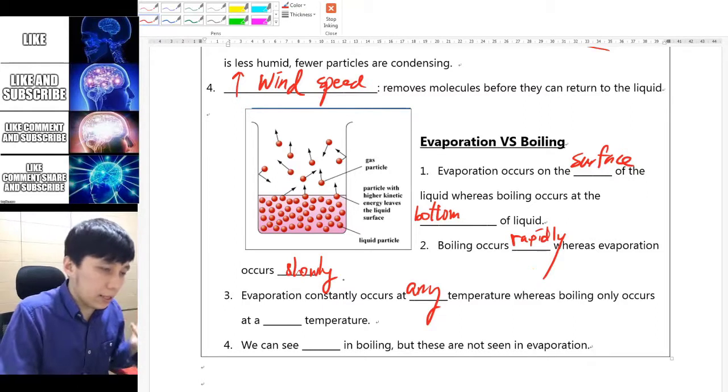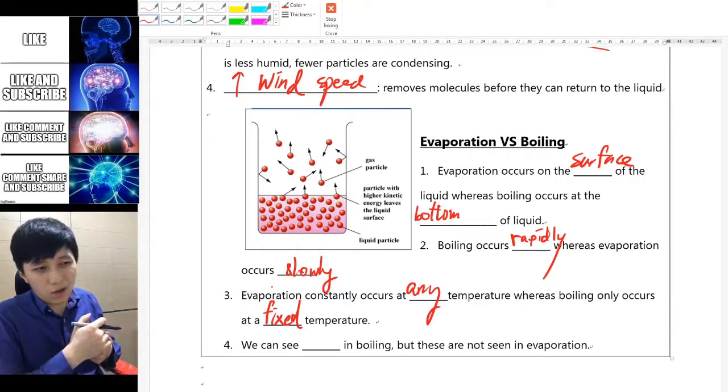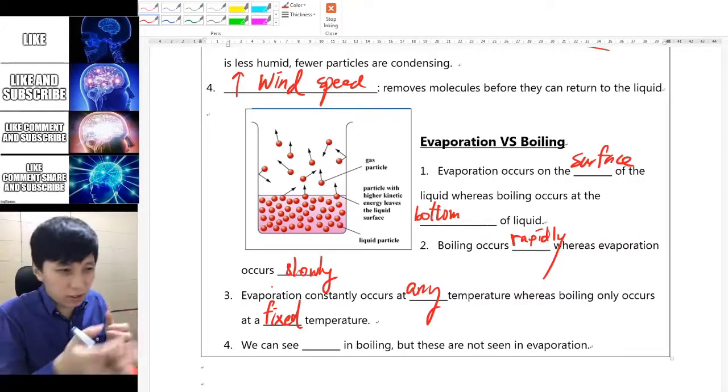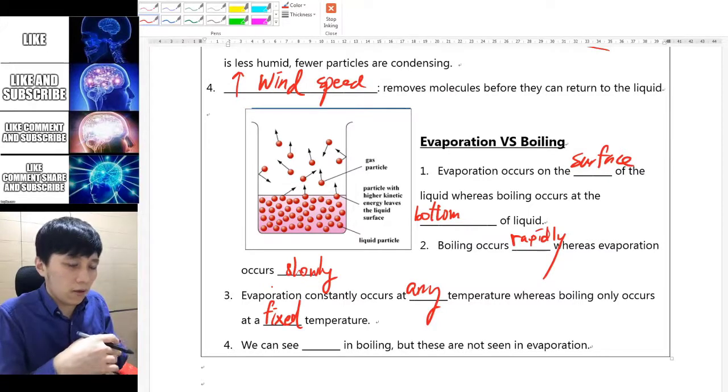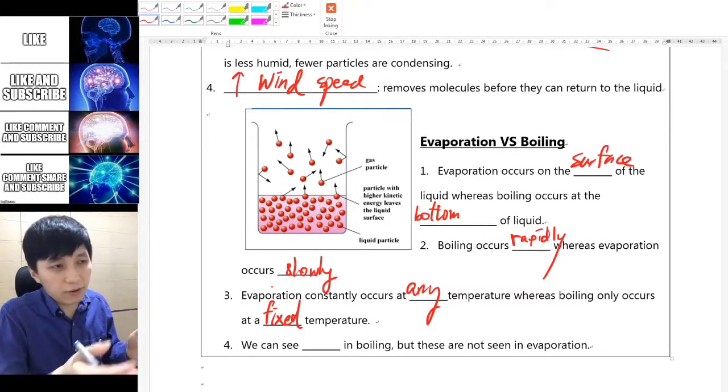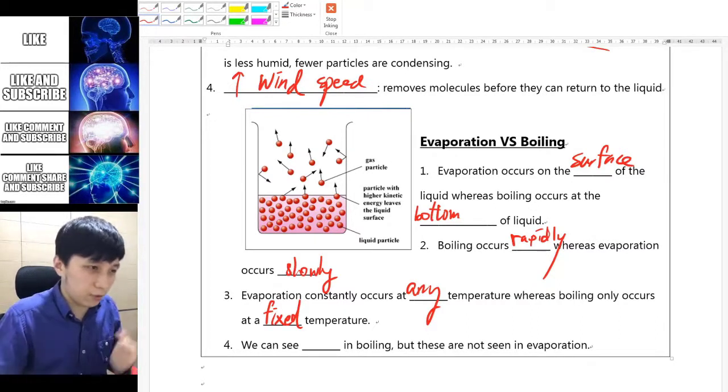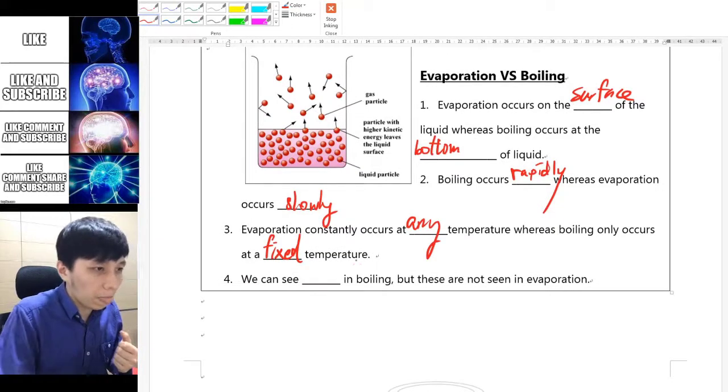While boiling, again, can only happen at a fixed temperature. So we don't say boiling temperature, we say boiling point. For water, it will be 100 degrees Celsius. However, for some other liquid, it will be different. So I think it's better to put down fixed temperature here.